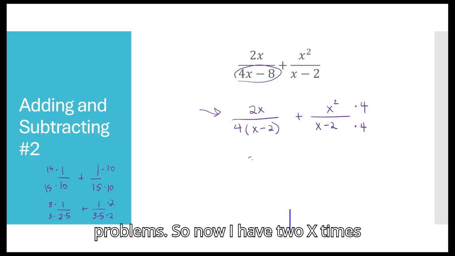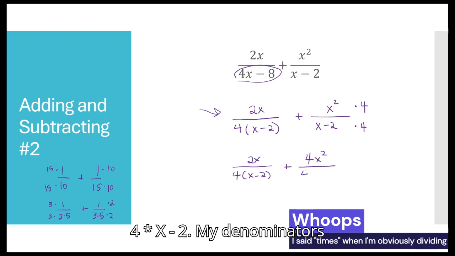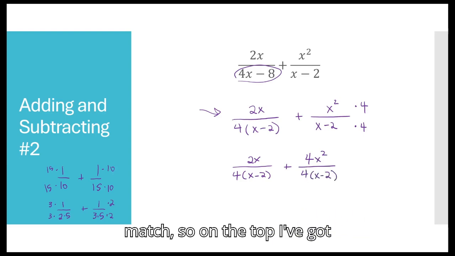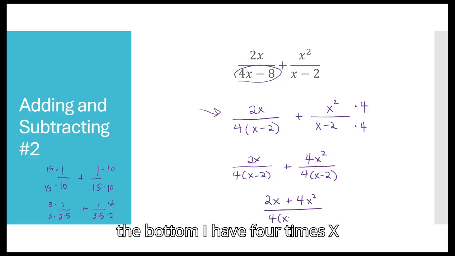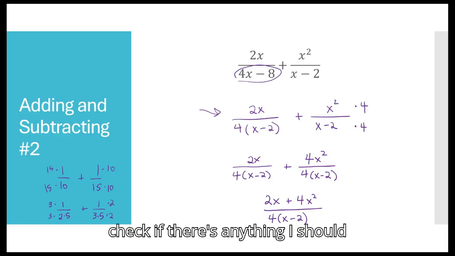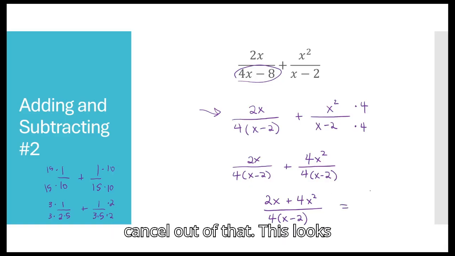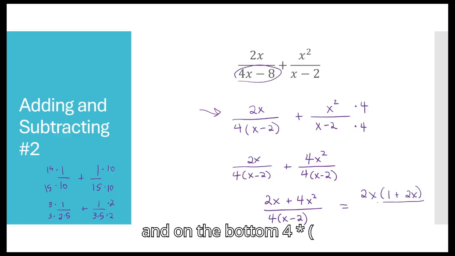So now I have 2x times 4 times x minus 2. Over here I've got 4x squared times 4 times x minus 2. My denominators match. So on the top, I've got 2x plus 4x squared. On the bottom, I have 4 times x minus 2. Let's just double check if there's anything I should cancel out of that. This looks like it's going to be 2x times 1 plus 2x. And on the bottom, 4 times x minus 2.